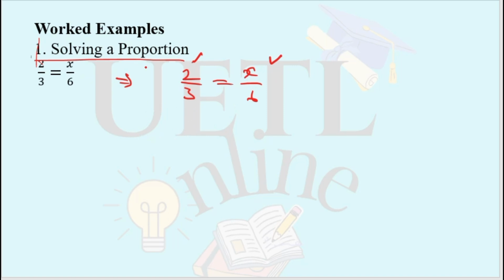The way we solve it is easy. You just have to cross multiply. I told you about cross multiplication. In this case, you are multiplying this and this, then this and this.